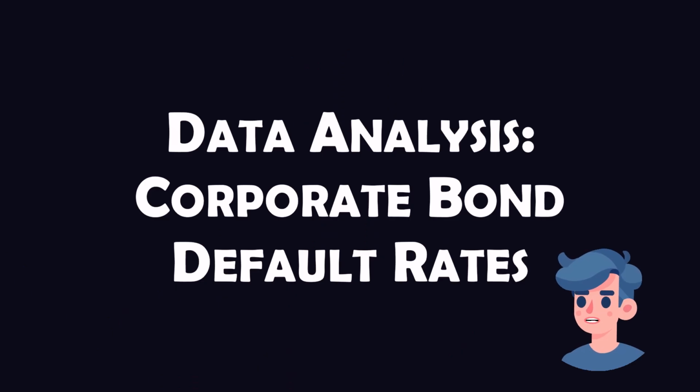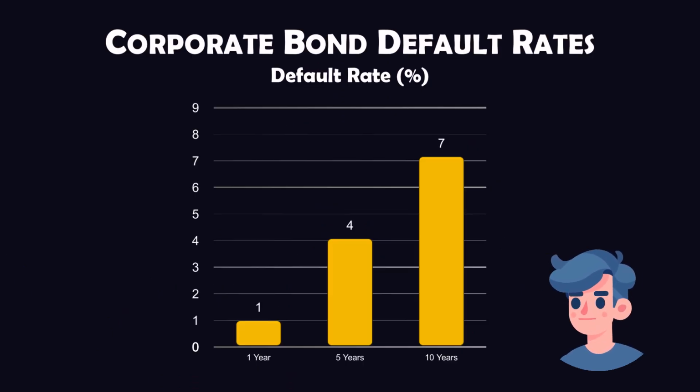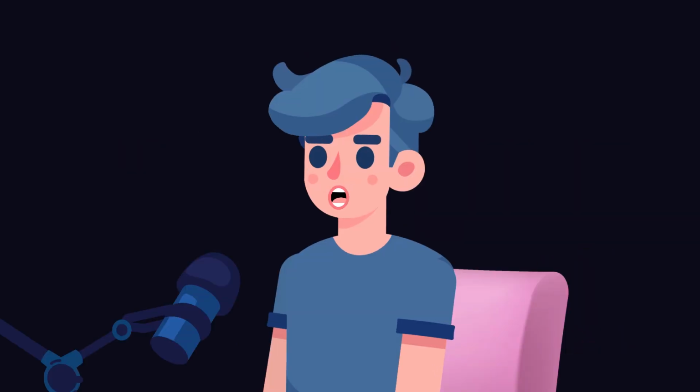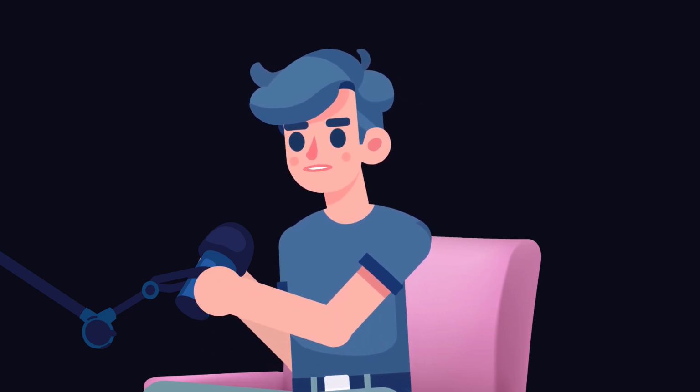Let's explore some data to understand the impact of credit risk better. For instance, let's consider the default rates of corporate bonds over various periods. In this graph, we see that the default rate for corporate bonds increases significantly over time, highlighting the importance of long-term credit risk assessment. For example, the default rate for corporate bonds is only 1.1% over 1 year, but rises to 7.2% over 10 years.